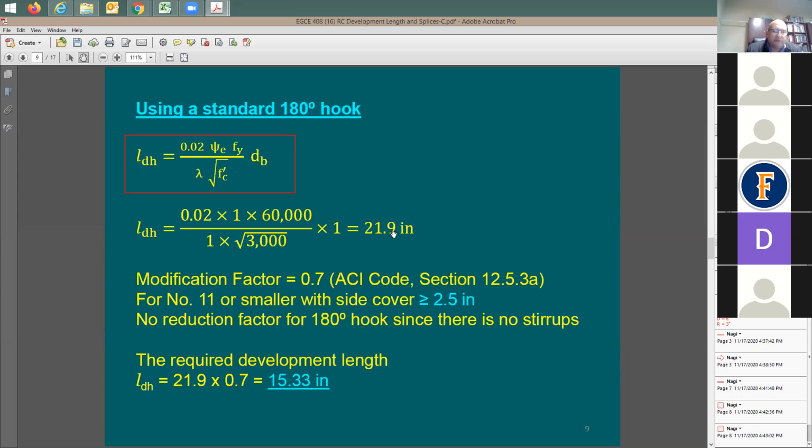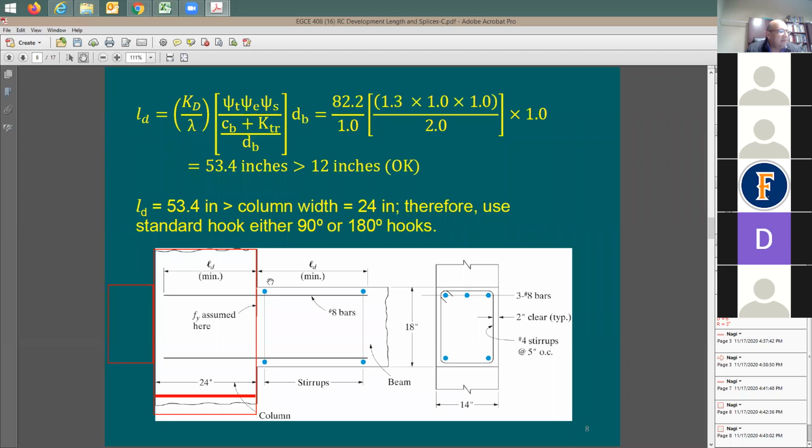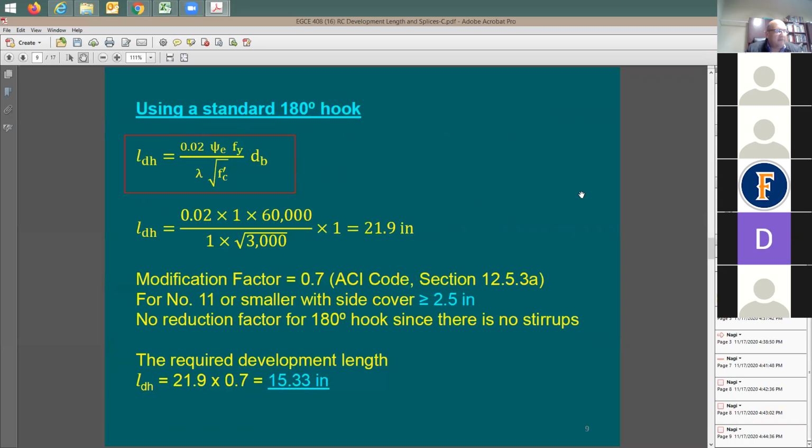You have only 21 inches. So this is beautiful because you can fit it within this here. You can just do here a hook. So once you put here a hook, everything is solid. You don't need this now, right? If you have a hook development length.